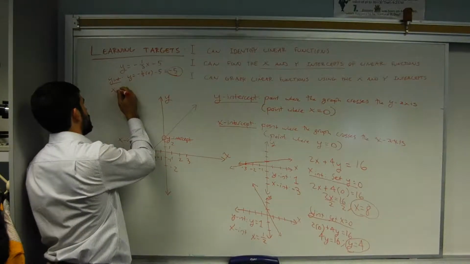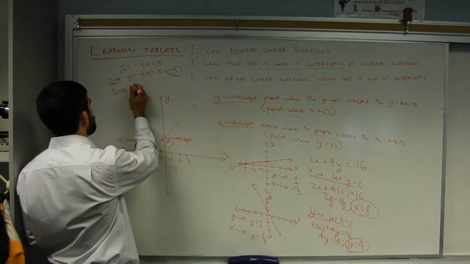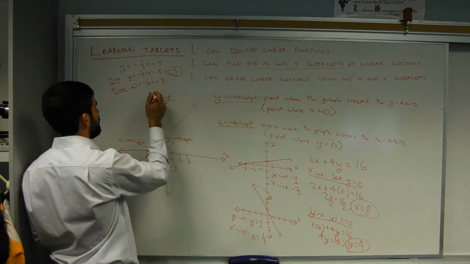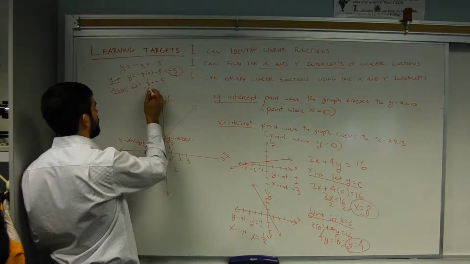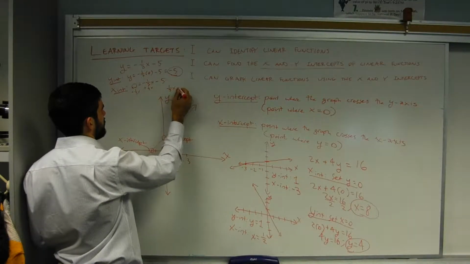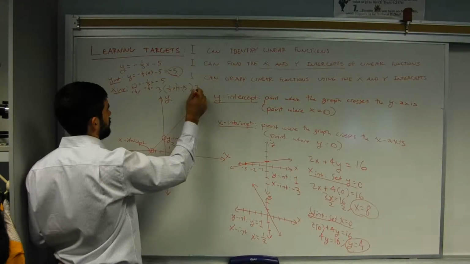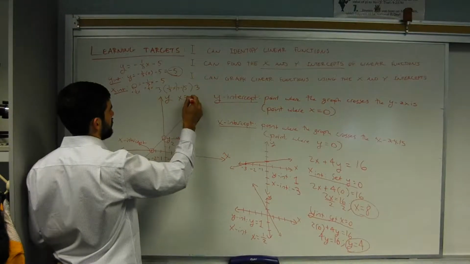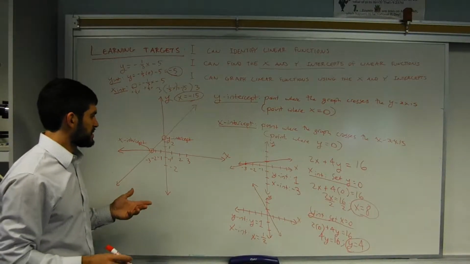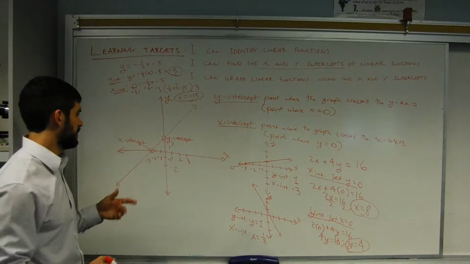The x-intercept is going to be a little bit more tricky. It's going to be 0 is equal to negative 1/3 x minus 5. So we'll have to add 1/3 x to each side. We get 1/3 x equal to negative 5. Multiply each side by 3, and we get x is equal to negative 15. So that would be our x-intercept. So that is how you find x and y intercepts, both graphically and algebraically.